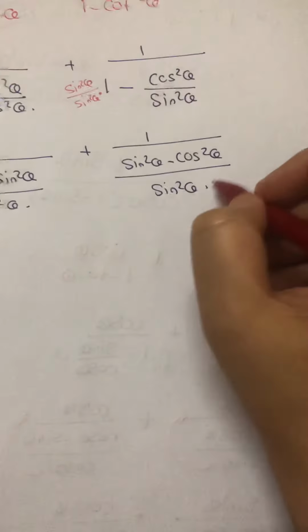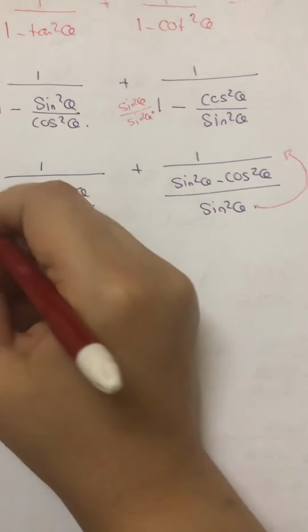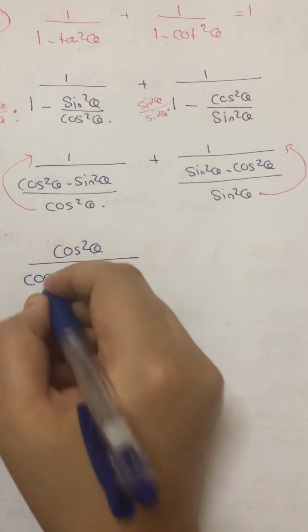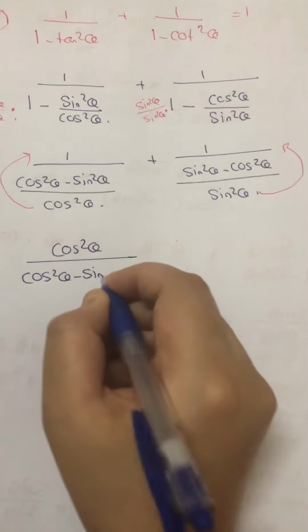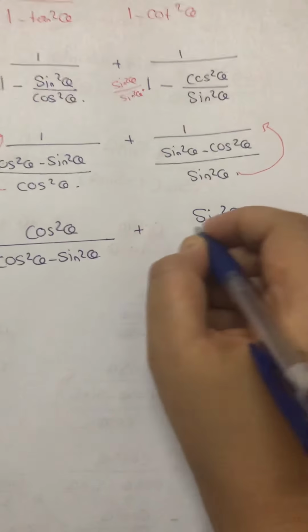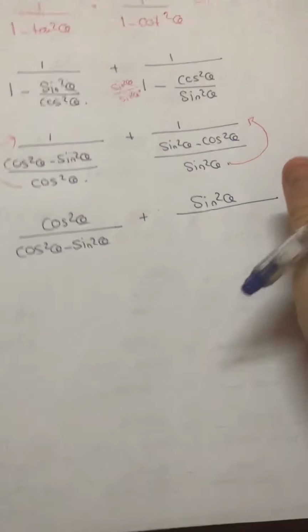What can I do now? Take this up and take this up. So I have cosine squared theta over cosine squared theta minus sine squared theta. The questions will keep repeating themselves and the ideas will keep repeating themselves. I'll solve as much as I can and you watch as much as you can and as much as you understand. Okay, what is the problem?